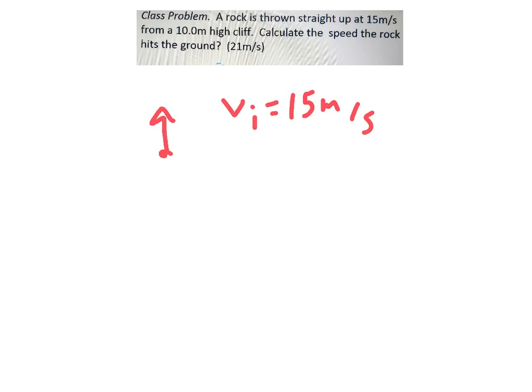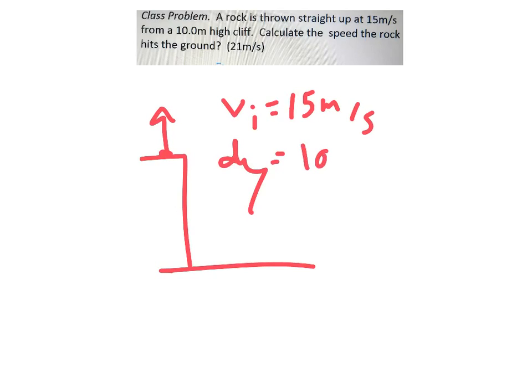From a 10-meter high cliff. So when this rock is thrown, it's 10 meters above the ground. Now, because it's going to fall, it's going to end up further down from where it started. Then the displacement dy is going to be a negative 10. We threw this up at 15, which I already said is positive. I'll just mark it though.